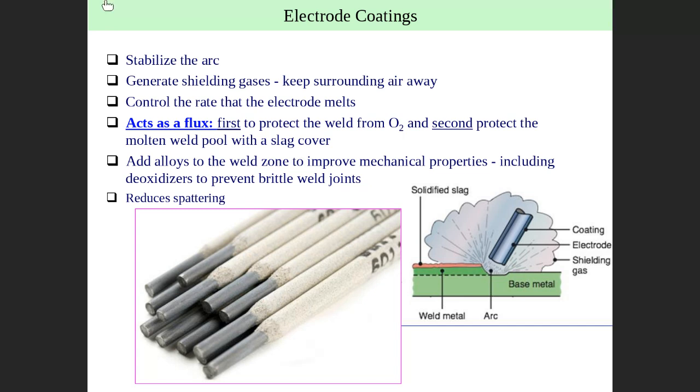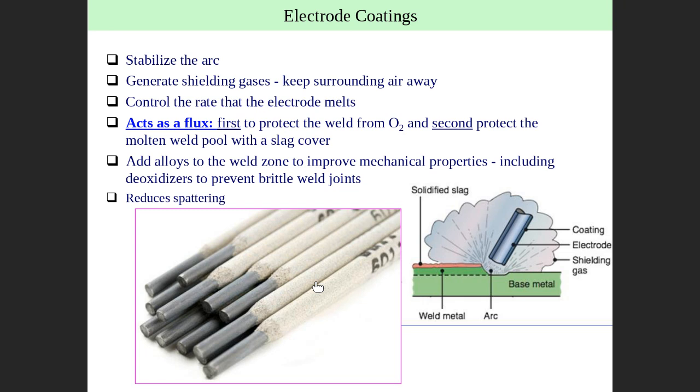Electrode coating flux here is electrode coating. Electrode coating is a flux being added as a flux. This is the most common type of welding being used in industry. Let me tell you why: because it is easy and cheap. This is cheap compared with any other method.